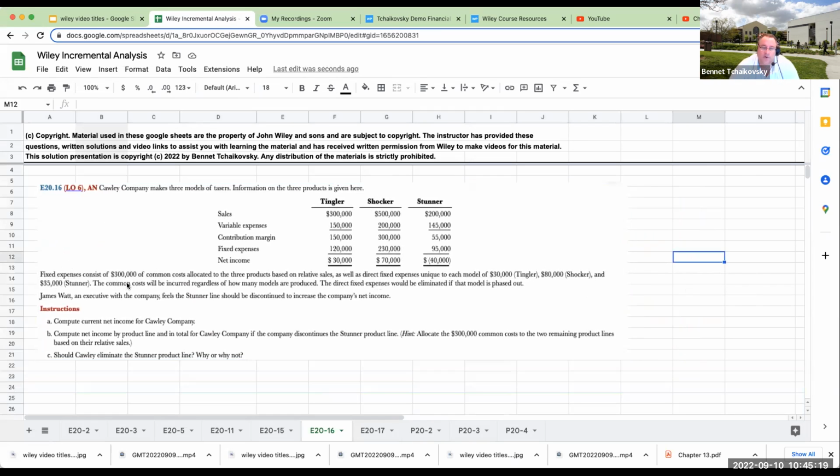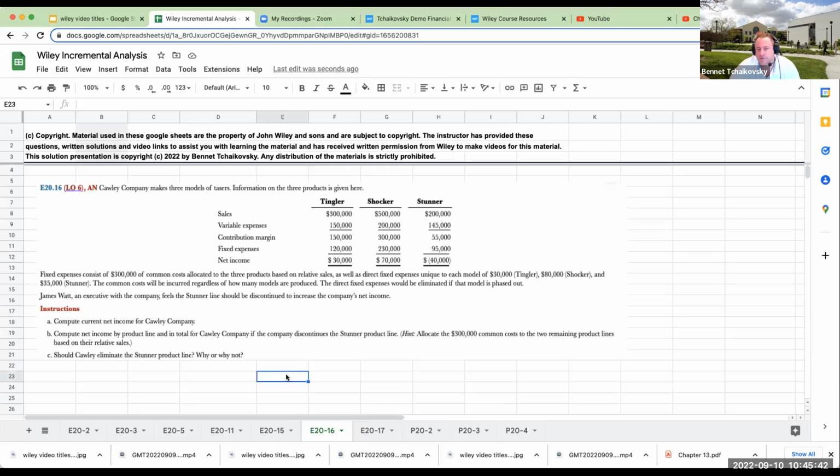The common costs will be incurred regardless of how many models are produced. The direct fixed expenses could be eliminated if that model is phased out. James Watt, an executive of the company, feels that the Stunner line should be discontinued because of the company's net income. Now, based on our prior looking at these kinds of questions, we don't want to do anything until we actually go through and figure this out.